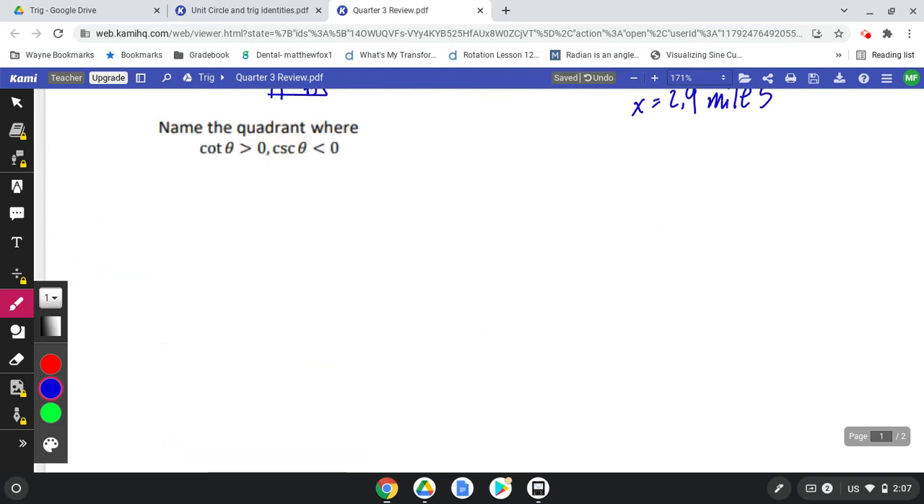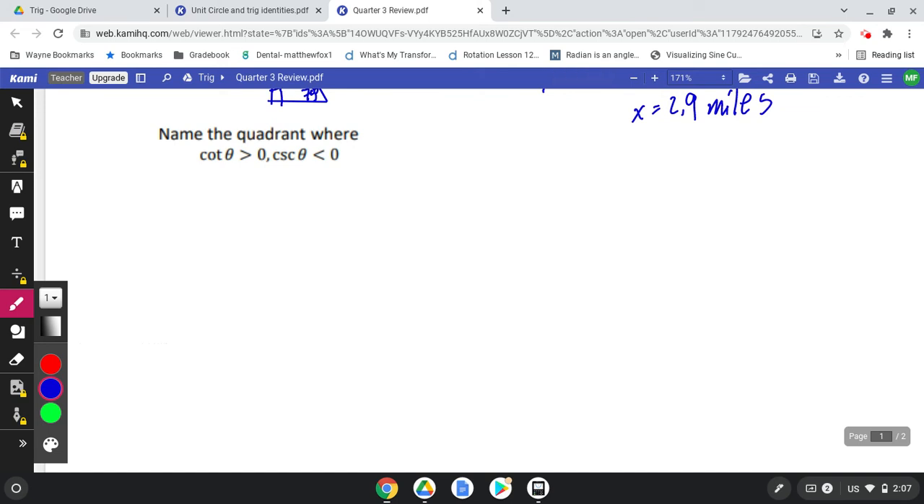All right. A second problem we did in chapter 4. It says, name the quadrant where both the cotangent of theta is greater than 0 and the cosecant of theta is less than 0. So keep in mind, cotangent pairs with tangent, so both of those will be the same. And where's the tangent? Greater than 0 means positive. Meanwhile, cosecant pairs with sine. Sine less than 0, so sine negative.